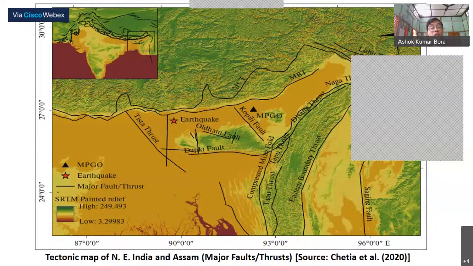Then coming to the major faults, for example Tista thrust, then this is the position of the 1897 earthquake, then Oldham fault, Dauki fault, then Kopili fault, then Mishmi fault, then Disang fault, Naga fault, then Lohit fault, MBT, MCT. These are all important faults, thrusts and lineaments which are very much responsible for causation of earthquakes.